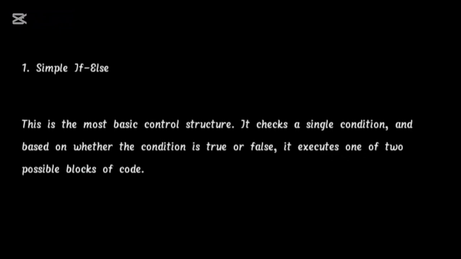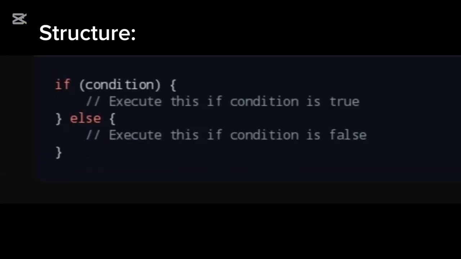Let's analyze this structure. Simple if-else. This is the most basic control structure. It checks a single condition and based on whether the condition is true or false, it executes one of two possible blocks of code. Here is the structure. If condition, this part here evaluates to be true, and else, this part here evaluates to be false.